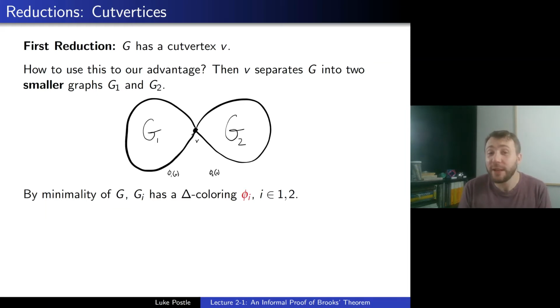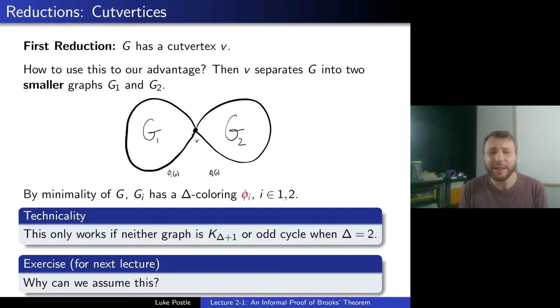So then by the minimality of G, if we're going by, say, minimum counterexample, then each Gi will have a delta coloring Phi_i, i in {1, 2}. Okay, that could actually be a lie, because, technicality, again, we have exceptional cases. This only works if the Gi are not the exceptional cases, so K_{delta+1} or an odd cycle when delta is 2.